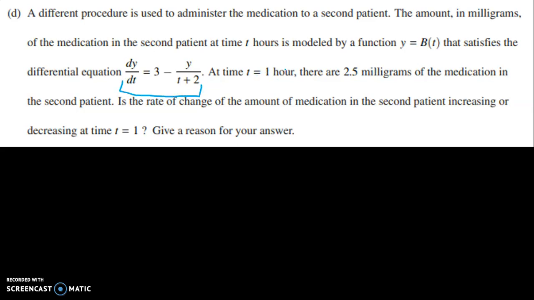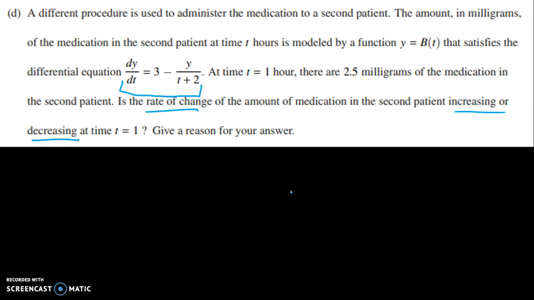At time t equals 1 hour, there are 2.5 milligrams of the medication in the second patient. Is the rate of change in the second patient increasing or decreasing at time t equals 1? And then we have to give a reason for our answer.